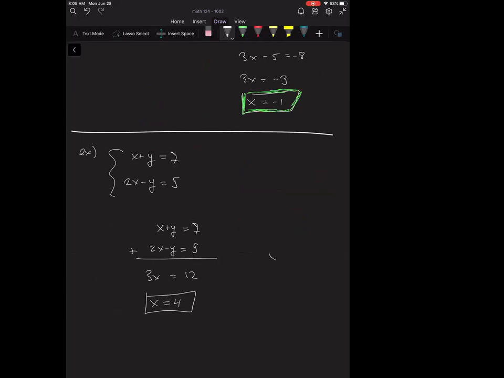Now let's just take our top equation, x plus y is equal to 7, and plug x is equal to 4 into here. So we're going to get 4 plus y is equal to 7. Subtract the 4 over, we're going to get y is equal to 3. So then we get these two answers, x is equal to 4, and y is equal to 3.